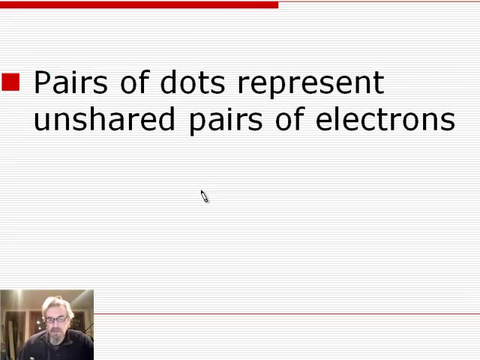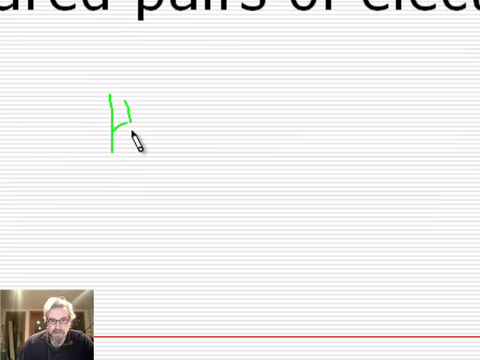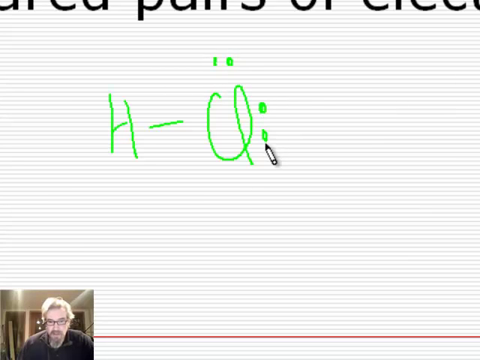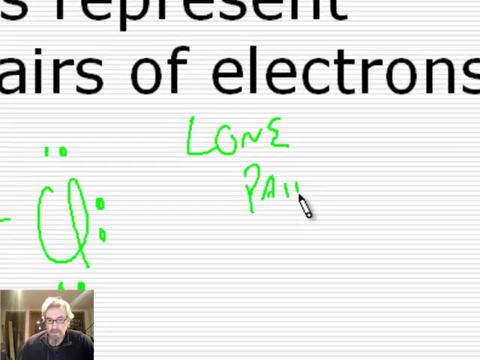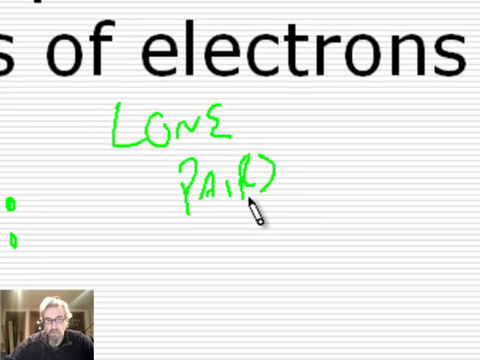Pairs of dots represent unshared pairs of electrons. So on that same molecule, if I have a hydrogen bonded to a chlorine, I might see 3 pairs of dots. Those are unshared electrons, electrons that belong only to that atom. Notice how the electrons are always in pairs, either a pair that's a shared pair or a pair that's a lone pair. These unshared pairs we also call lone pairs. They're never singles. Once they're stable, once they're part of a molecule, they're not single dots. They'll always be pairs.